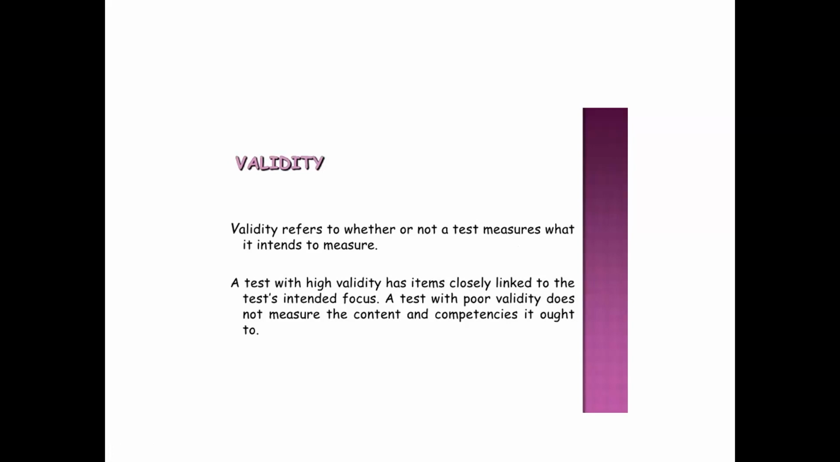Validity refers to whether or not a test measures what it intends to measure. A test with high validity has items closely linked to the test's intended focus. A test with poor validity does not measure the content and competencies it ought to. For example, the competency can be writing with correct punctuation marks. If the expected text doesn't have the variation of punctuation marks, and has only full stops and commas, then we can't test the knowledge of punctuation. So it should have that quality.